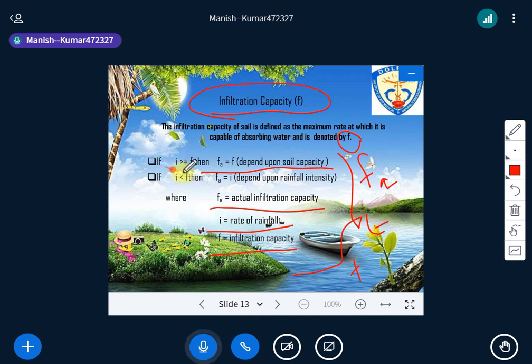So first we need to understand this term, i greater than or equal to f. What does it mean? It means if the rate of rainfall is greater than or equal to the infiltration capacity, then the actual infiltration capacity should be equal to the infiltration capacity. Let me simplify it for you. If there is more rainfall, is my voice clear now?